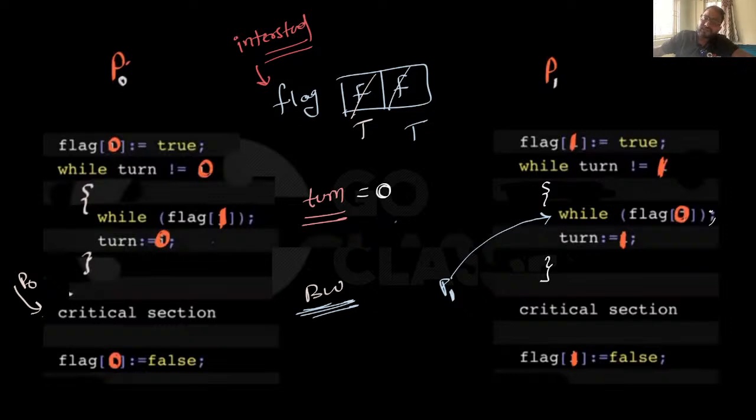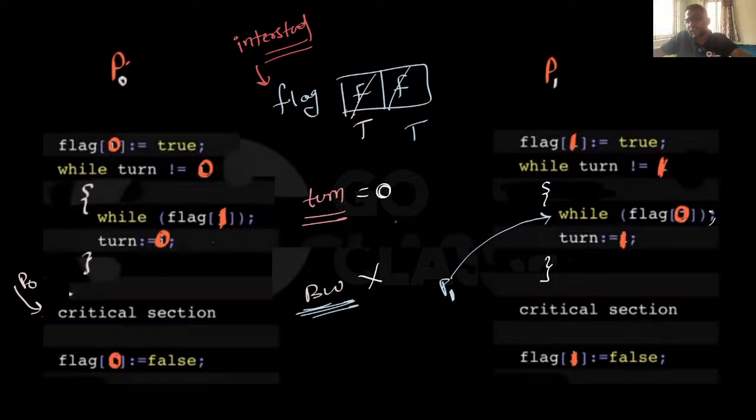Now let's check if this process can go out, which means it will make flag 0 false, and then again it will make it true, and then can go in again. Turn not equal to 0: turn value is actually 0, so that is false. It can go again. It can re-enter. Since it can re-enter, bounded waiting is not satisfied.